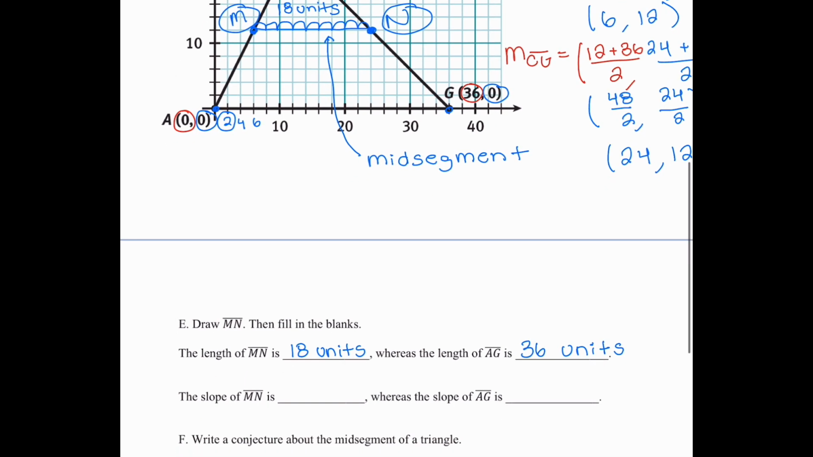Now let's talk about the slope. The slope of a perfectly horizontal line is 0. A perfectly horizontal line is flat. It has no rise. It's not steep at all. So the slope of MN is 0, and the slope of AG is 0. I want you to think for a second. What do we know about two lines that have the same slope?